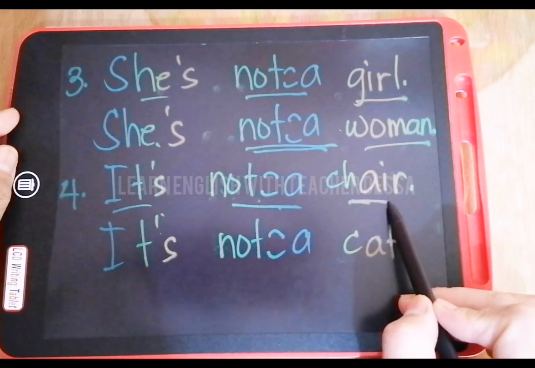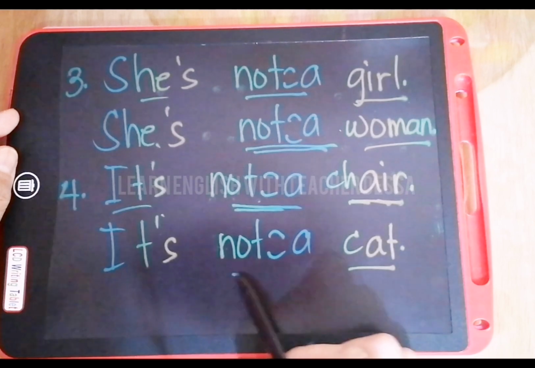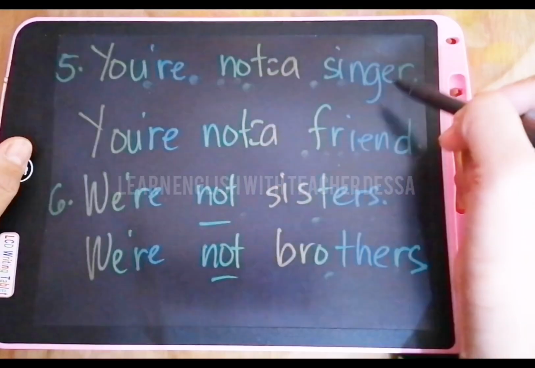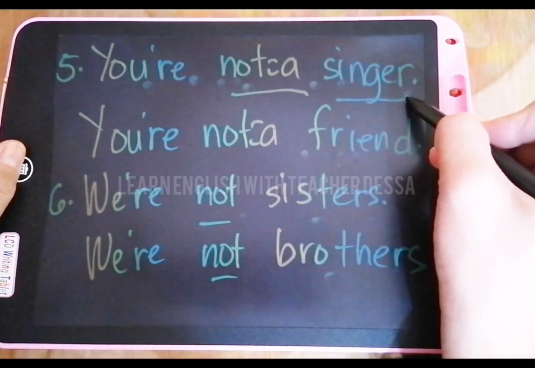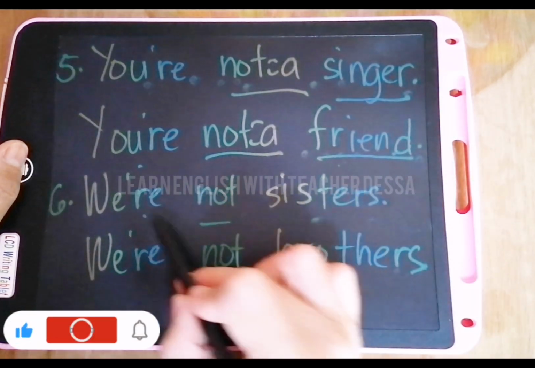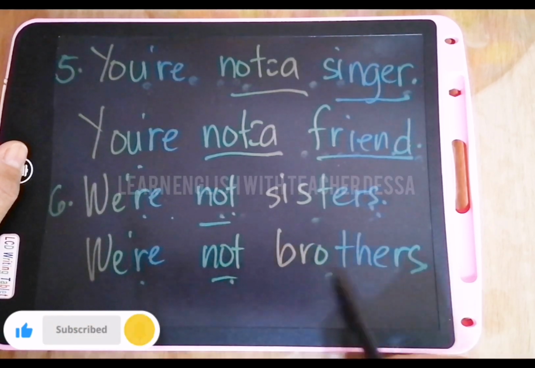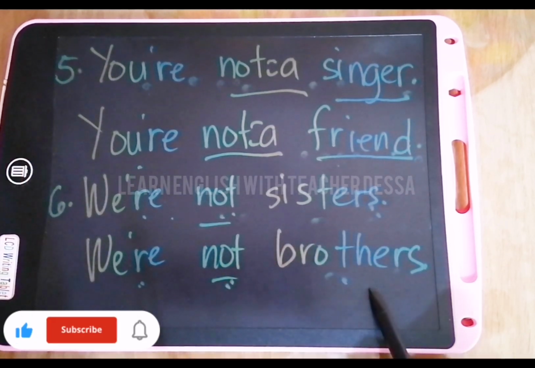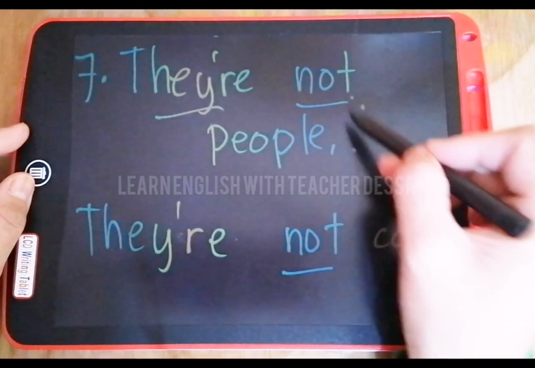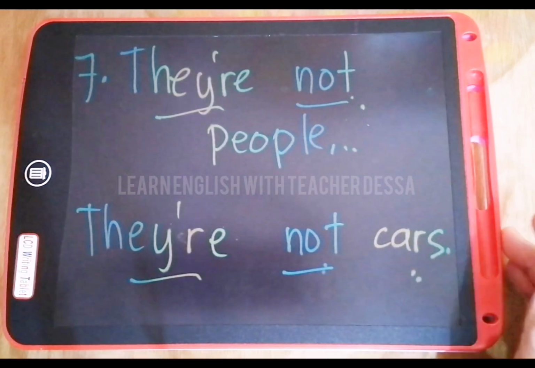It's not a chair. It's not a cat. The next one, you're not a singer. You're not a friend. We're not sisters. We're not brothers. They're not people. They're not cars.